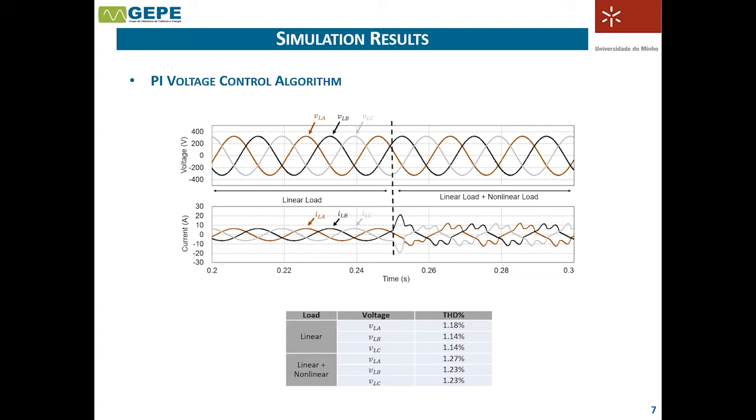In the transient response, there is a slight peak in the currents consumed by the loads, but this does not affect the voltage produced by the VSI. These results were obtained using a kappa P of 130 and a kappa E of 5.